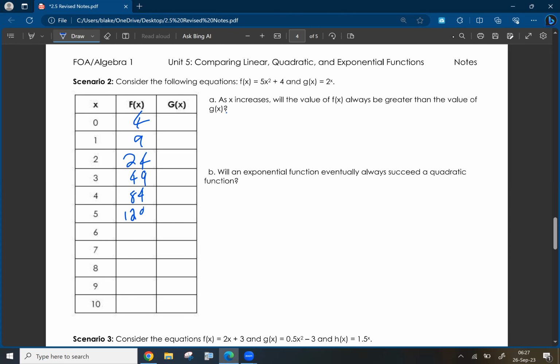It'd be 129, 184, 249, 324, 409, and the last one, 504.